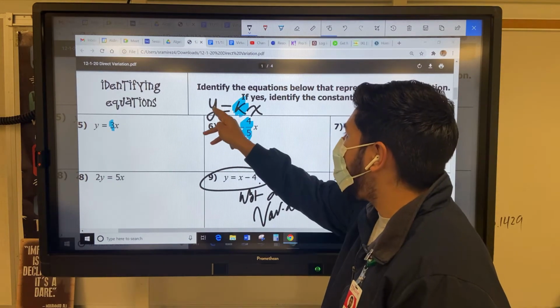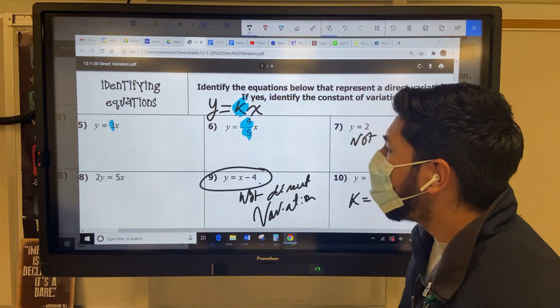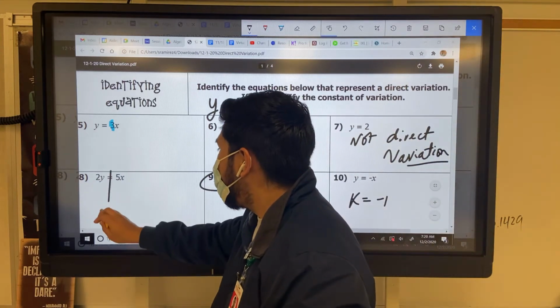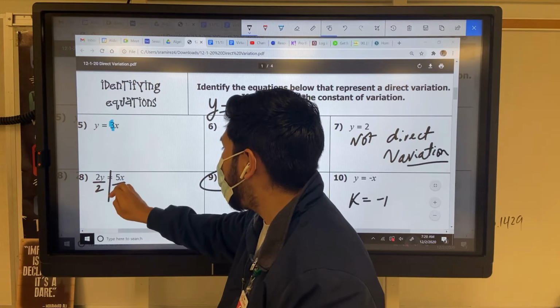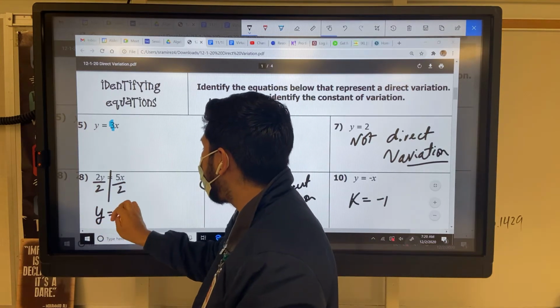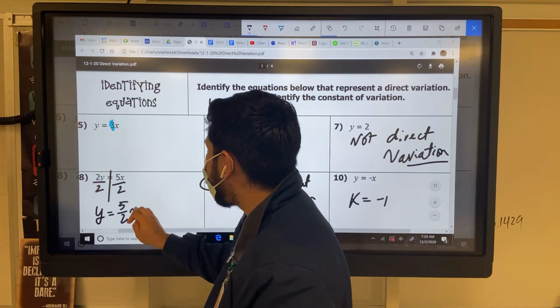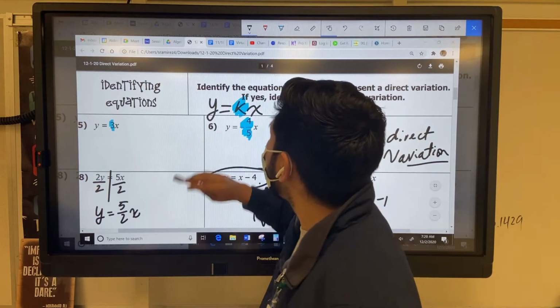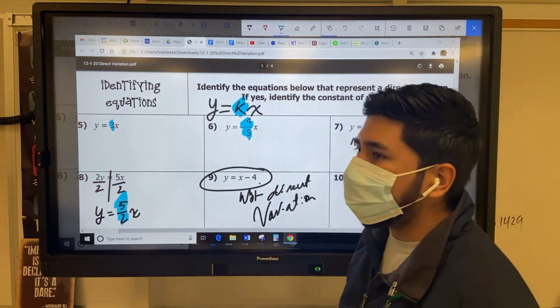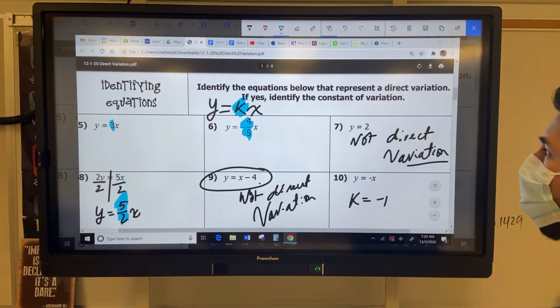It needs to just say y equals, boom, x. Right here's a little different, but we can get rid of that 2. Divide by 2, divide by 2. Y equals 5 over 2 x. And then, of course, right here we can see that our k value is 5 over 2. Very straightforward, ladies and gentlemen.